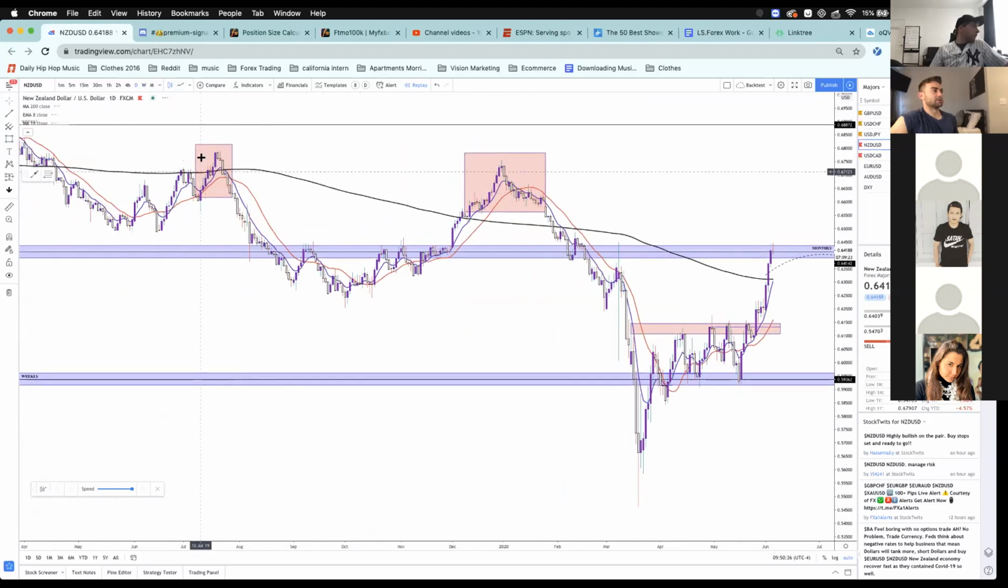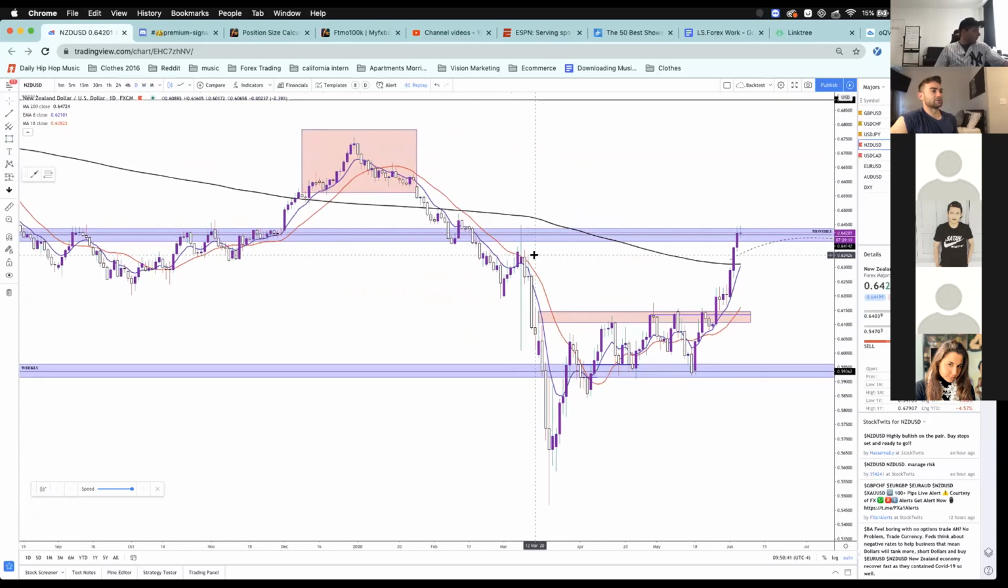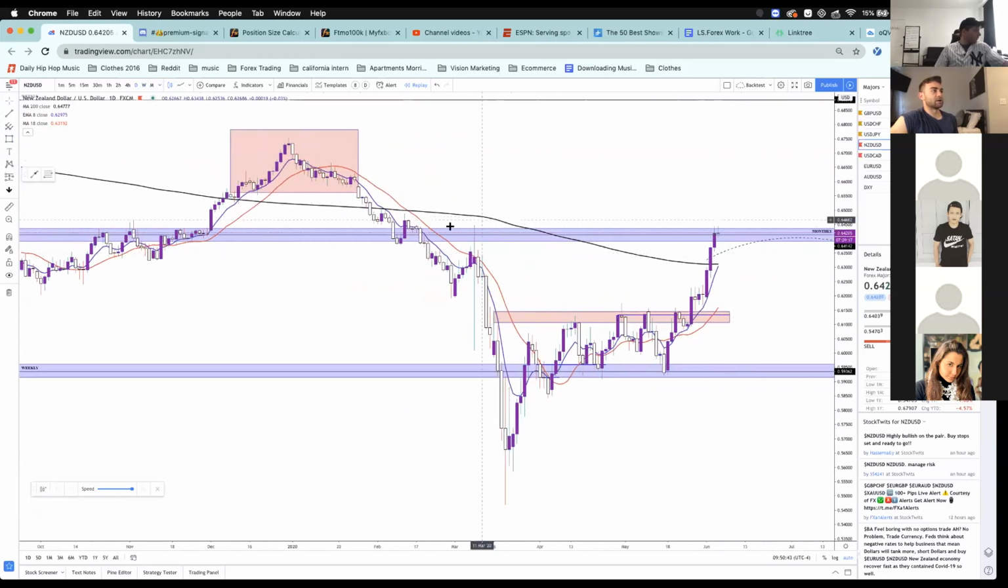So we need something similar to this to play out. We need a lot of rejection, the moving averages to cross. Now we're just at a high. I'm not going to get down into the lower time frame quite yet. This has a lot to prove for us. So I'm going to stick with NU on the daily time frame.